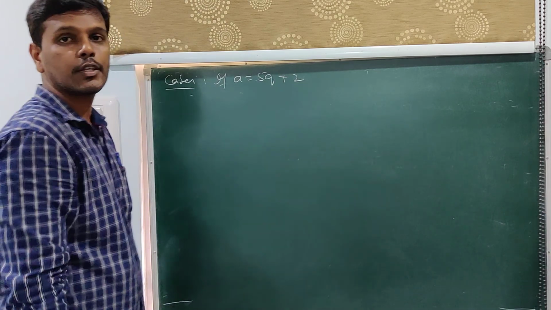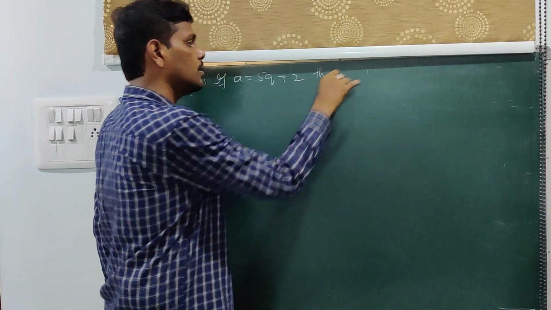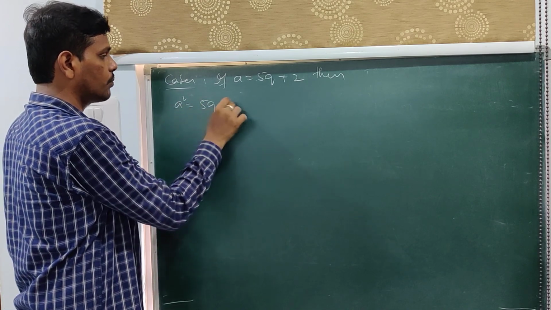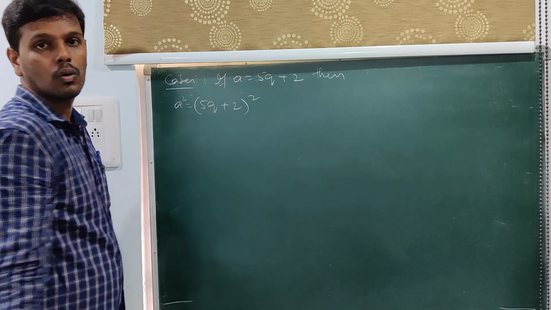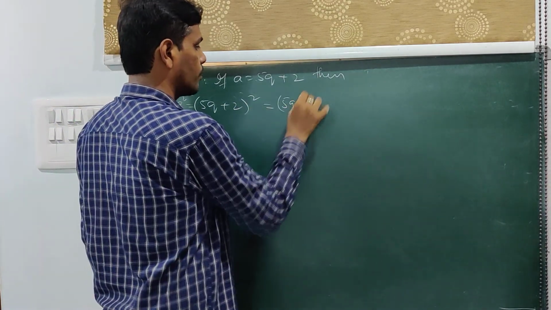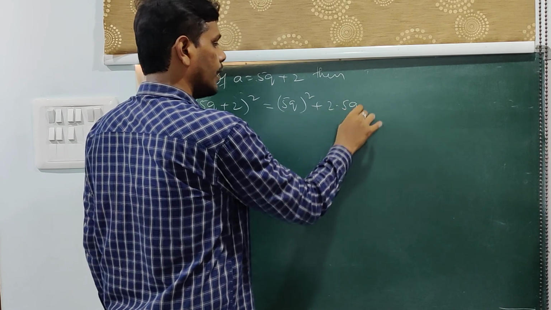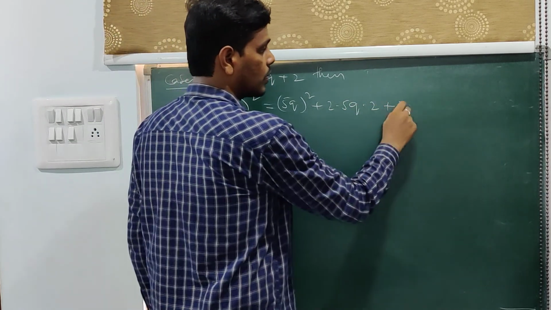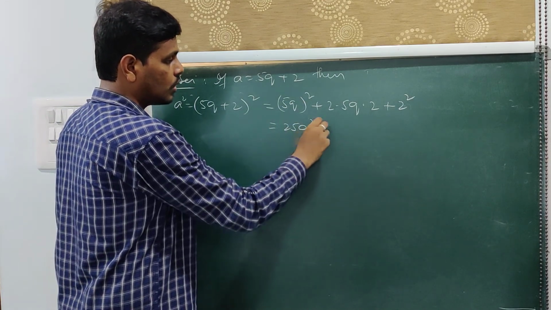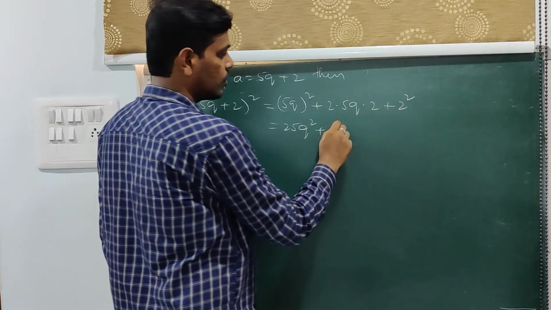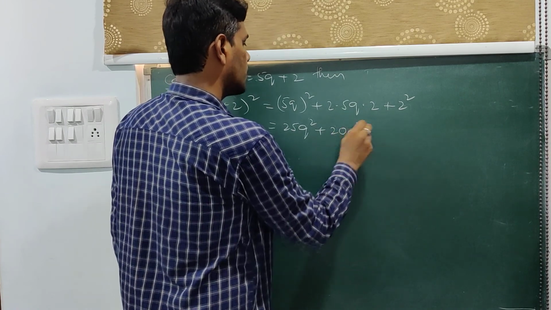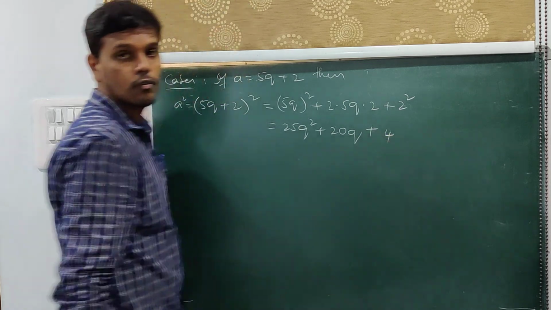If a takes the form 5q plus 2, then we will try to identify what a square takes. A square is equal to 5q plus 2 whole square, that is a plus b whole square again, a square plus 2ab plus b square. Now simplify this, 5q whole square gives you 25q square, 2 5s are 10, 10 2s are 20, so this is 20q, plus 2 square is 4.